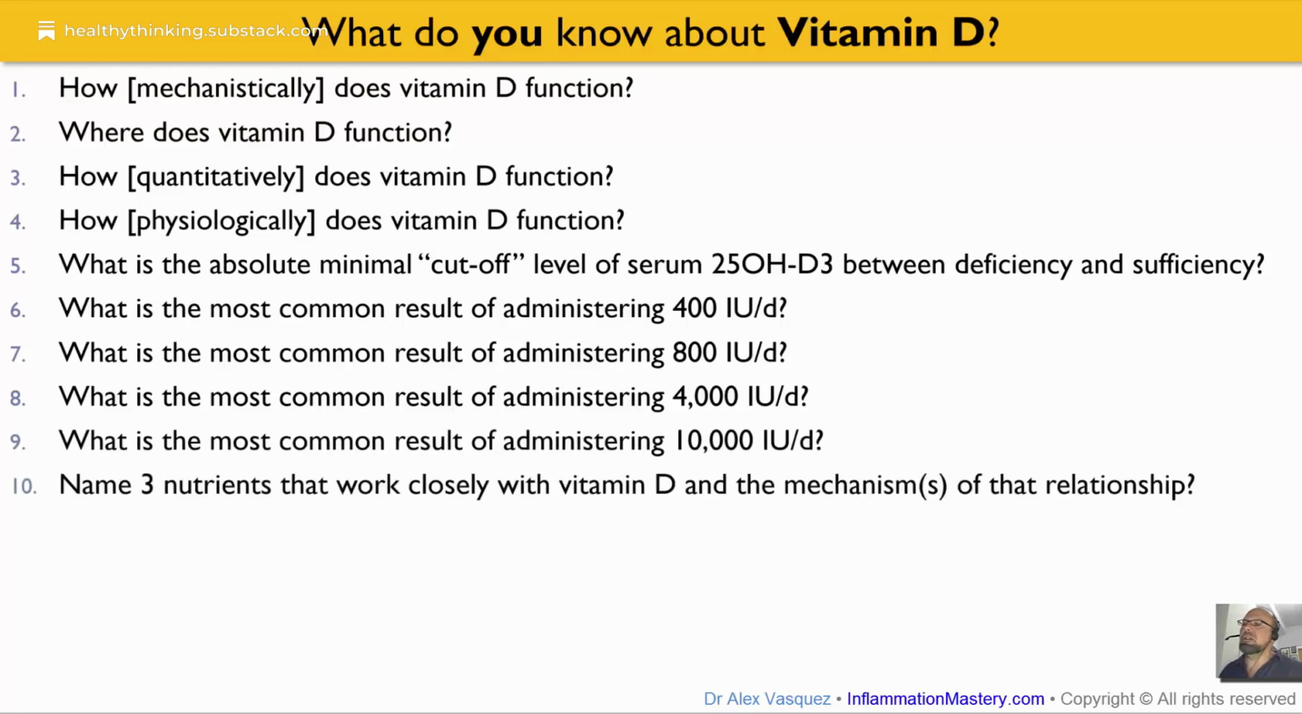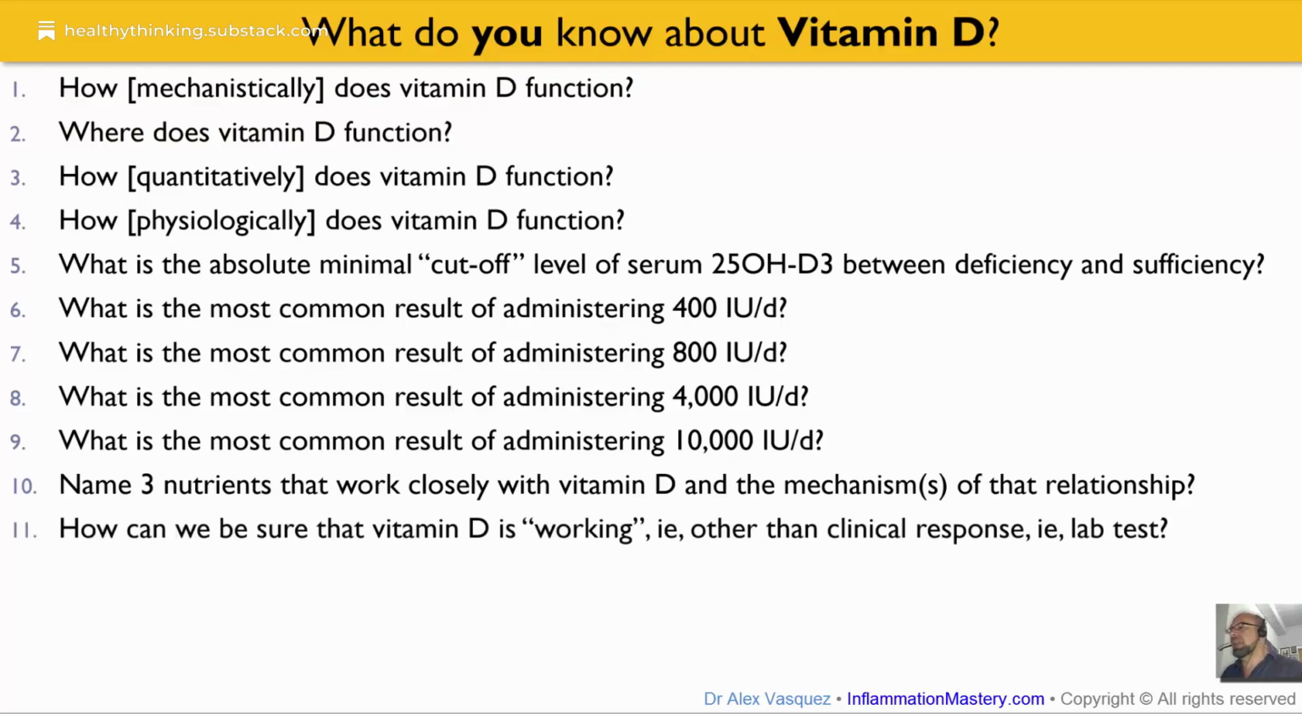Name 3 nutrients that work closely with vitamin D and the mechanisms of that relationship. Number 11 here, how can we be sure that vitamin D is actually quote-unquote working, i.e. other than clinical response? So let's say you've got a patient who you think is vitamin D deficient. You measure their serum 25-hydroxyvitamin D level. It is what it is, and then you start to administer vitamin D, and you're looking for a clinical response. But what else could you look for in terms of lab testing to give you some appreciation that the vitamin D is either working or not working at the cellular tissue physiologic level?